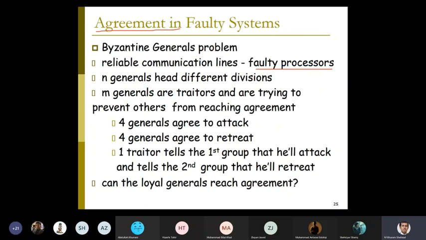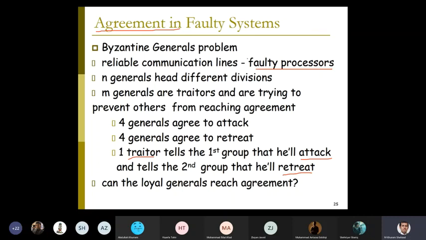We will go to that. 4 generals agree to attack and 4 generals agree to retreat, but there is one traitor which is sending the wrong information. So agreement in this case is a little bit more complex. For example, he tells the first group that he will attack and tells the second group that he will retreat. So non-concurrent and misleading information is transmitted.